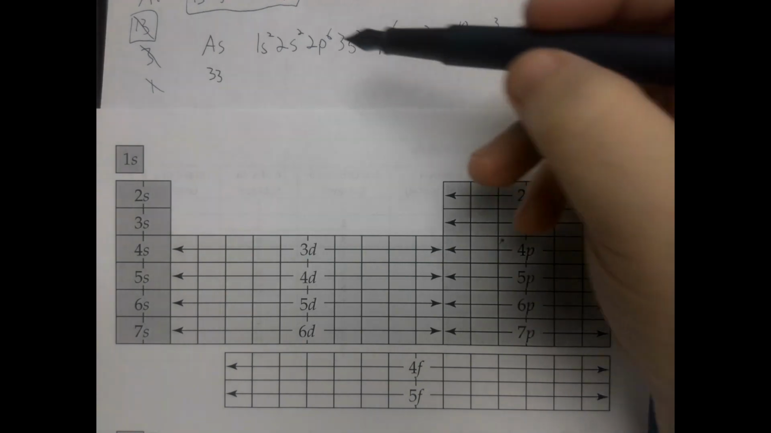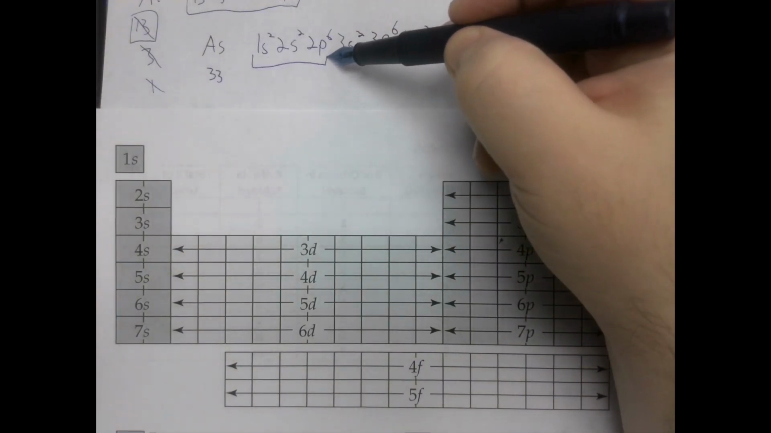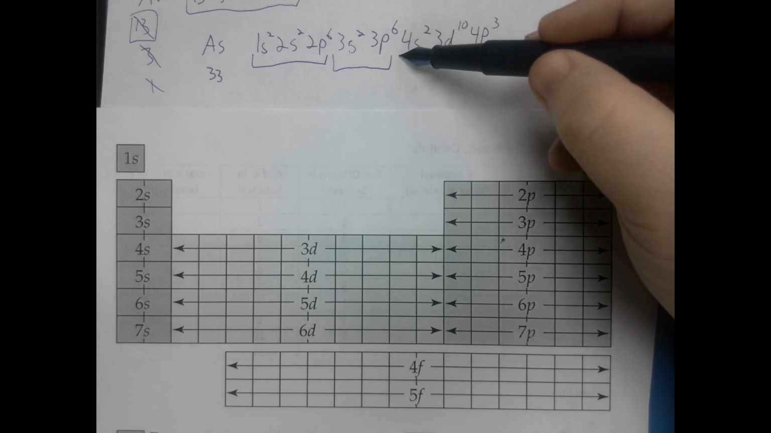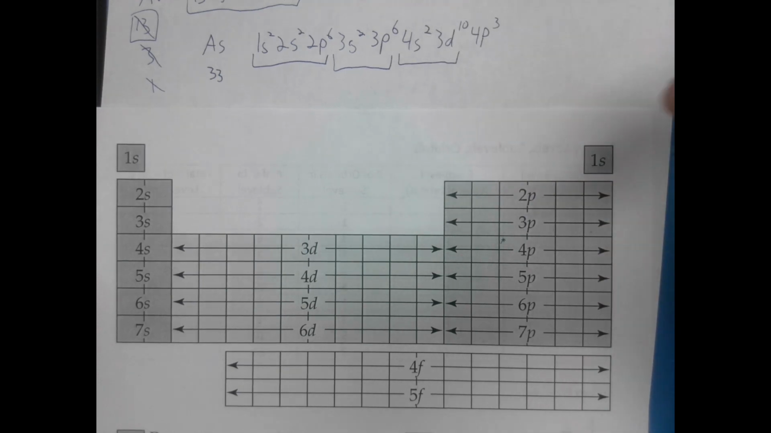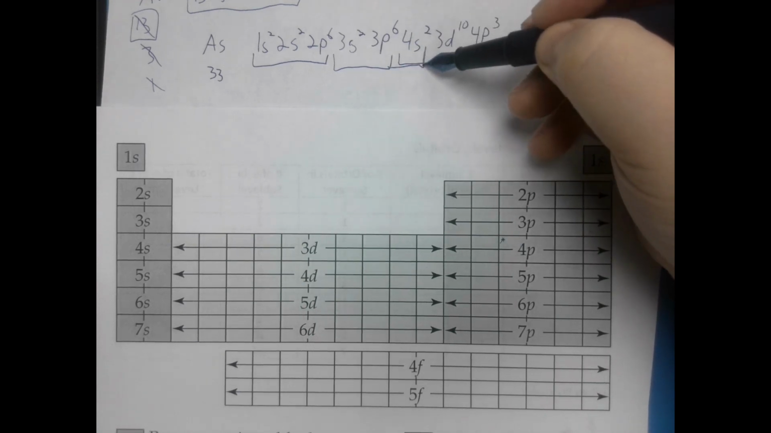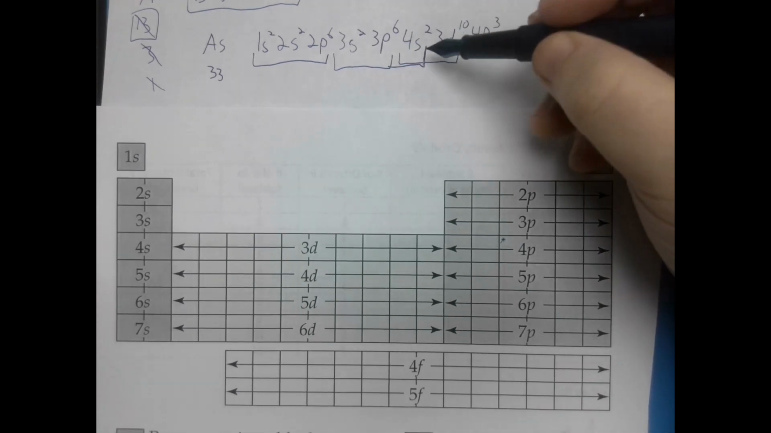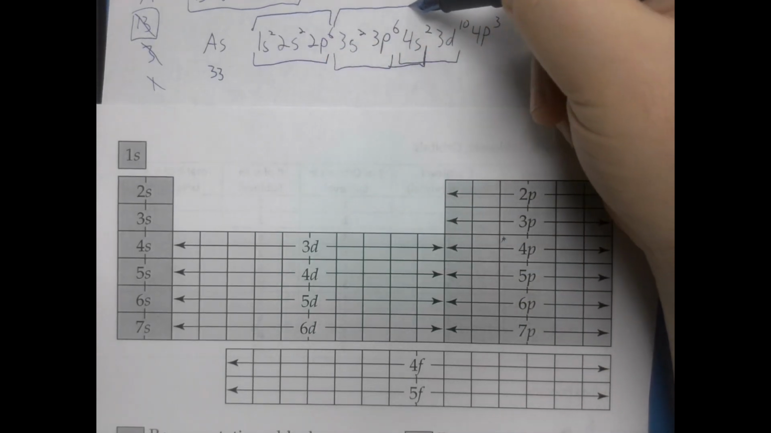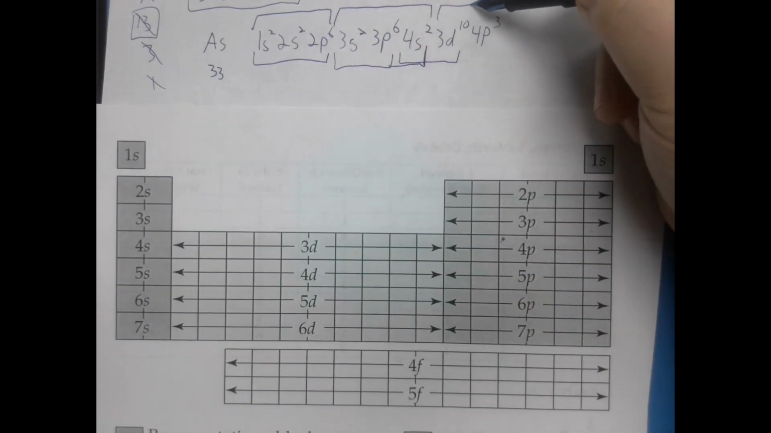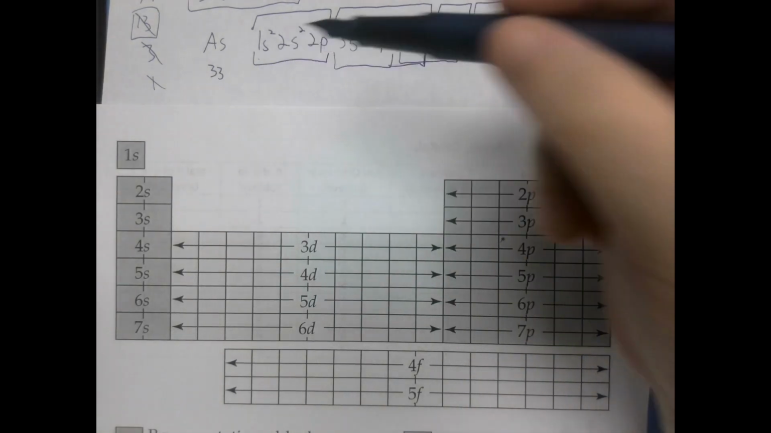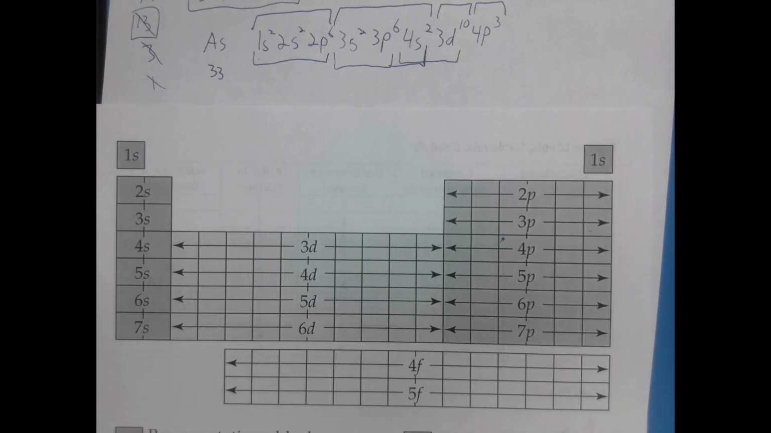And you can double check. So that's 10, 20, 30, and 33 for arsenic.